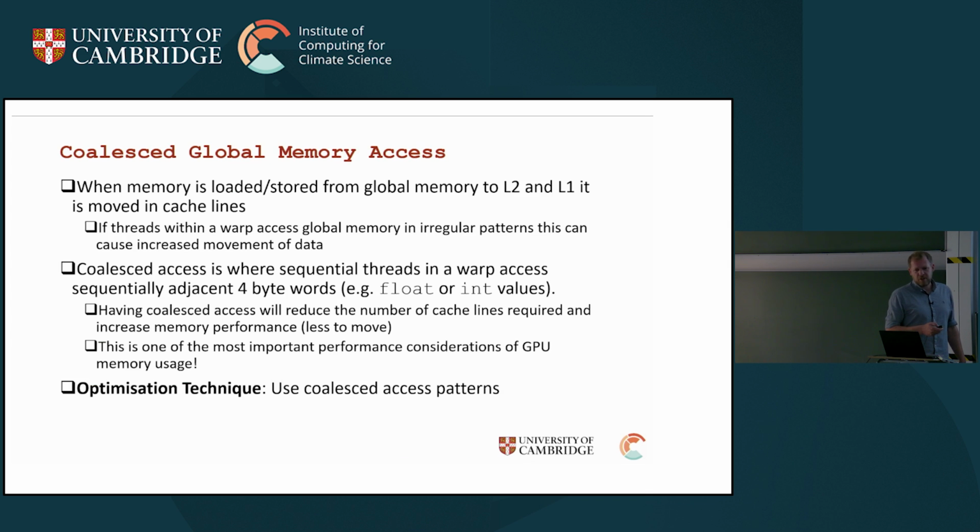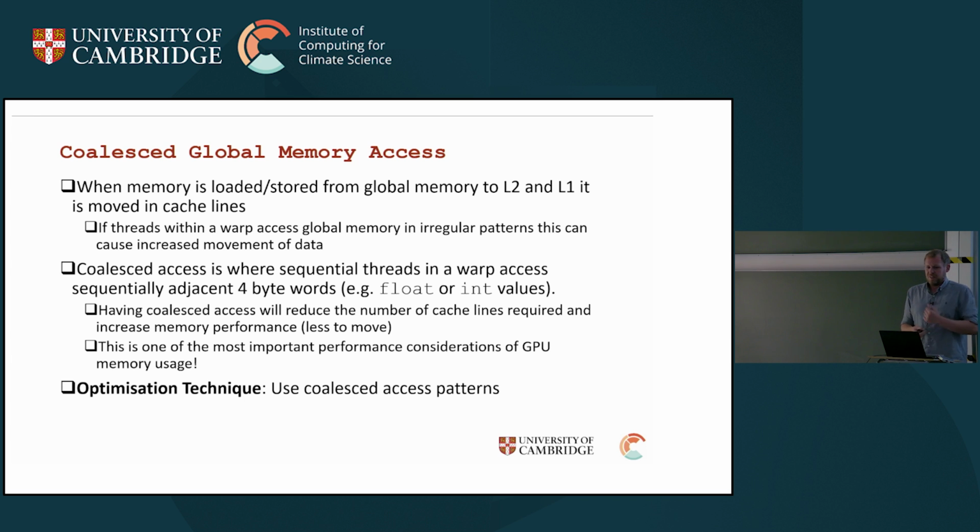I have a slightly more advanced diagram that shows that same piece of memory, and I think that's a little bit later in my slides. So when memory is loaded, as I said, it moves through the cache hierarchies. It goes through L2, potentially through L1. What we want to do is something called coalesced access. Coalesced access means that when sequential threads within a warp access sequential values from memory, then when we move data, and we never move it in single units of data, we always move it in cache lines. When we move that cache line, it means that we're going to get good utilization of the data that exists within it.